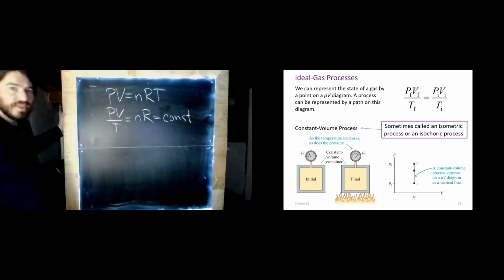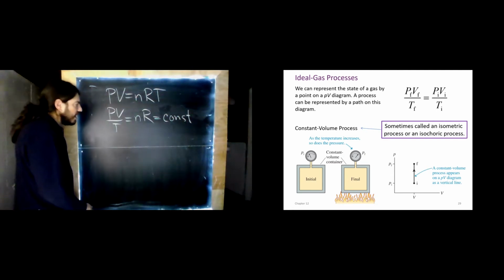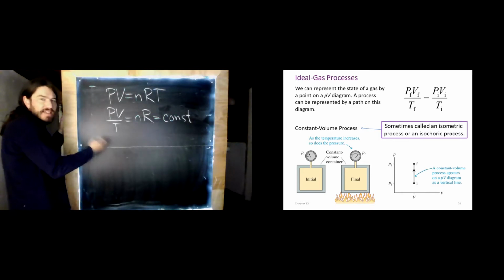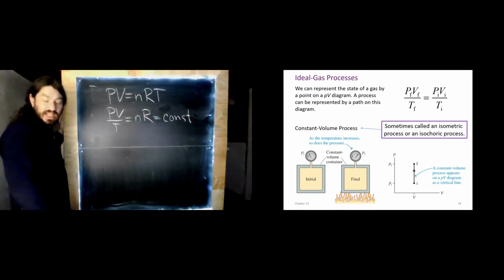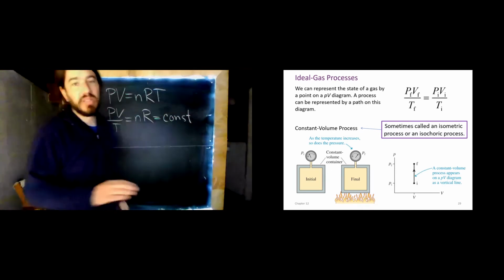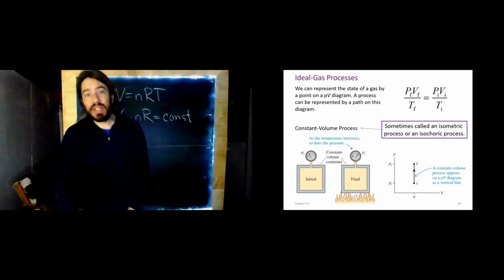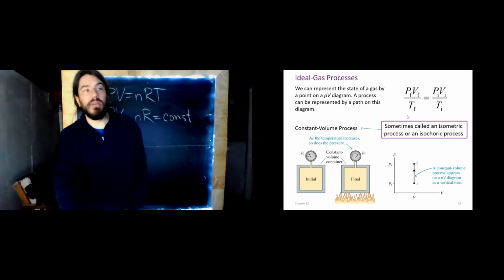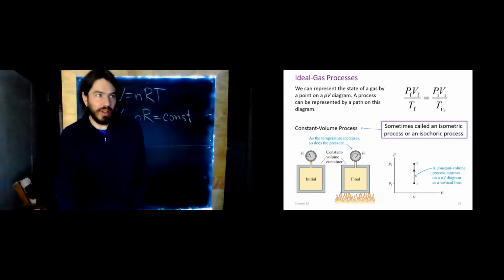It never changes. And so that allows us to write that PV over T at one point in an ideal gas process is the same as PV over T at a different point in a gas process. That's often represented like this, as shown in the PowerPoint: P final, V final over T final equals P initial, V initial over T initial.